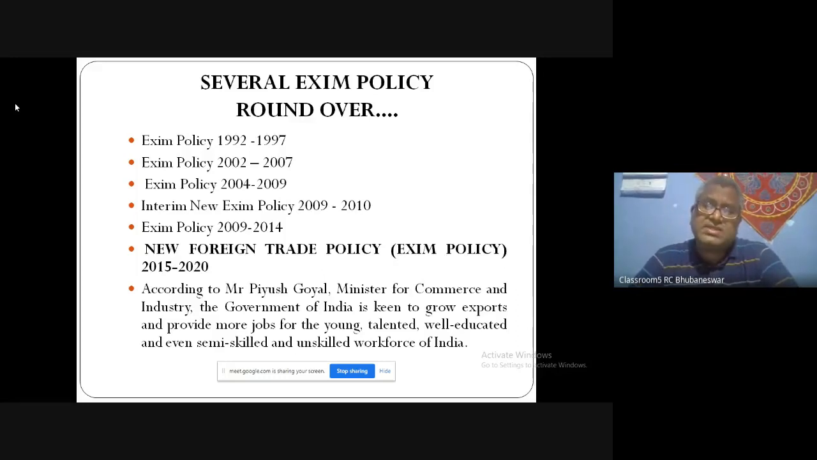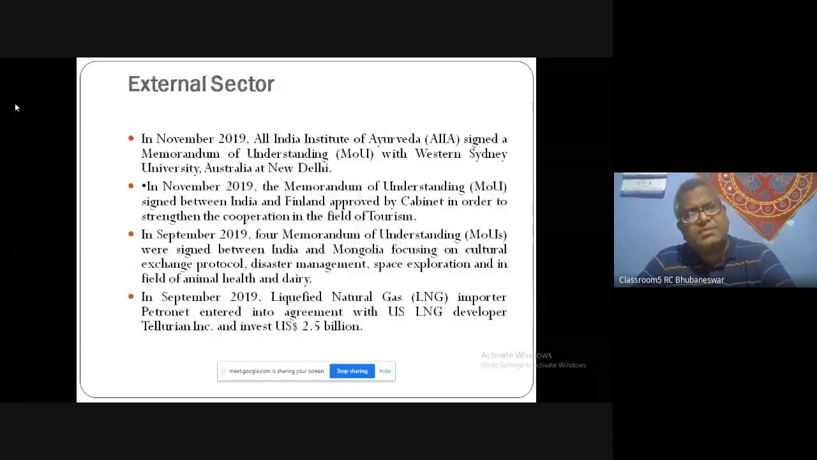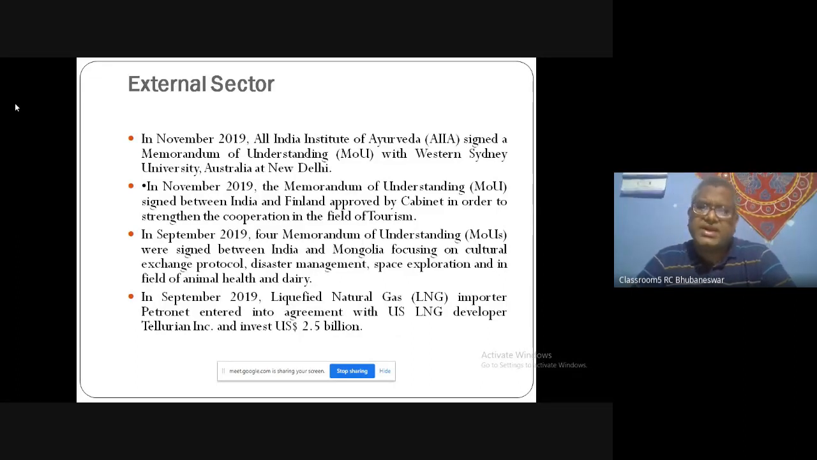The Ministry of Piyush Goyal, who now looks after the railway department as Minister of Railways, but under his leadership, the EXIM policy was changed in the year 2015 to 2020. In this period, several new amendments came up. What are the amendments? In my slide, you see the All India Institute of Ayurveda signed a memorandum with Sydney University, and an MOU with the government of Finland to strengthen tourism, and an MOU with Mongolia for animal health and dairy products also.